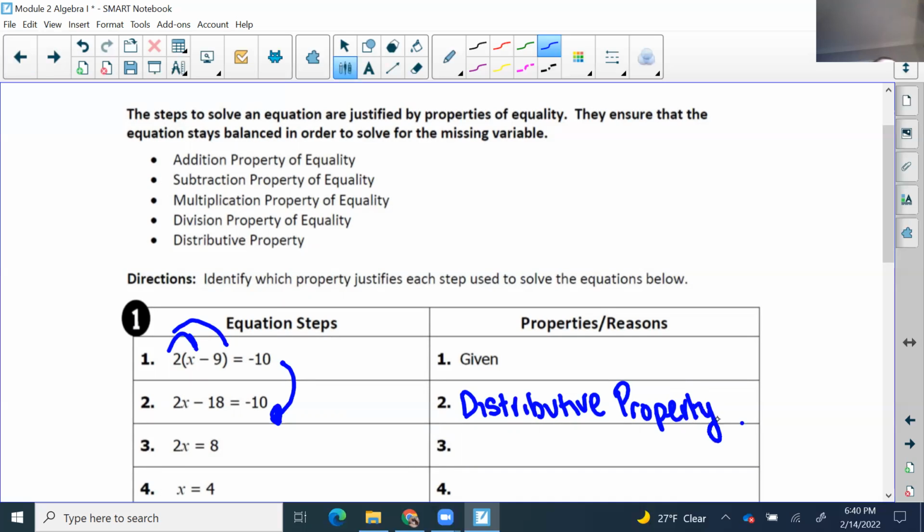Okay, so with algebraic proofs, the action that you did is the property that you're using. So if I'm looking at number 2, if I was solving for x, I would add 18 to both sides of my equation, right? And that's exactly what I did. I got 2x is equal to 8. So I utilized the addition property.